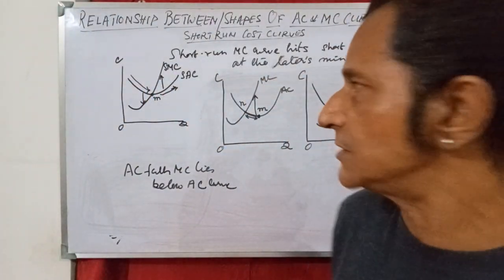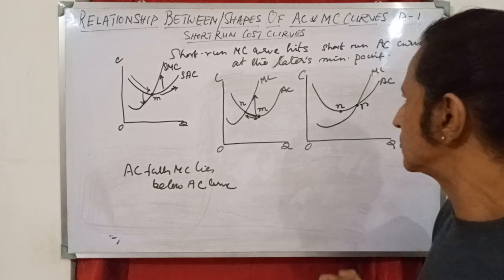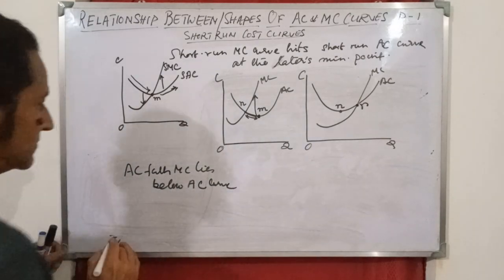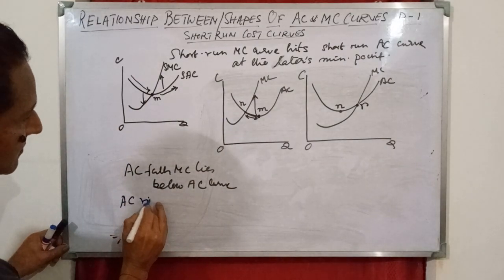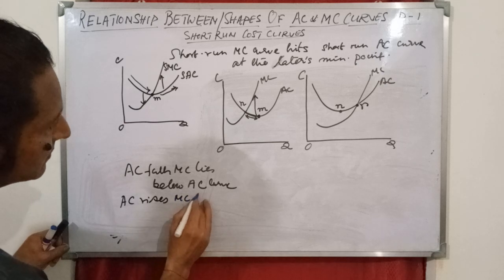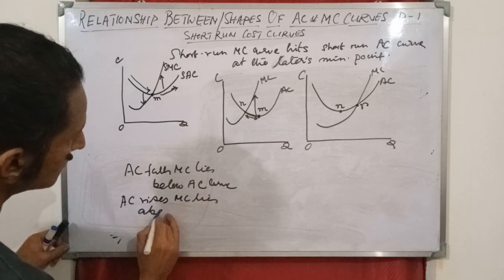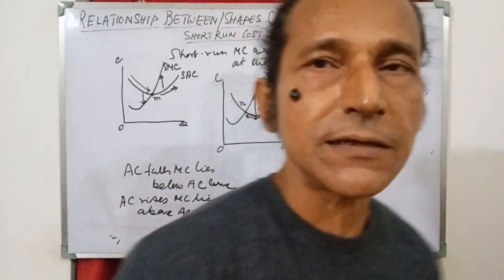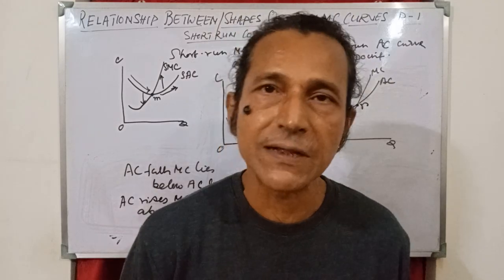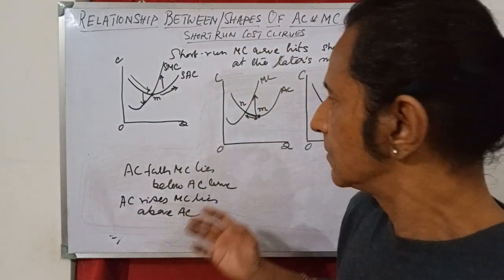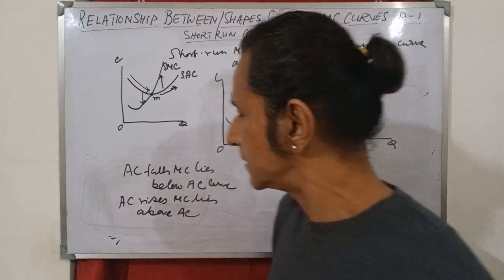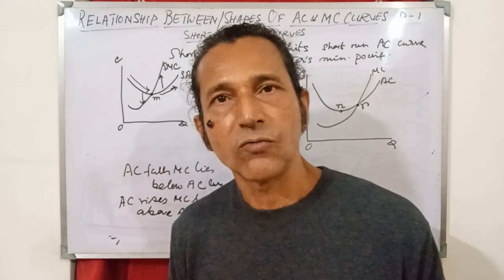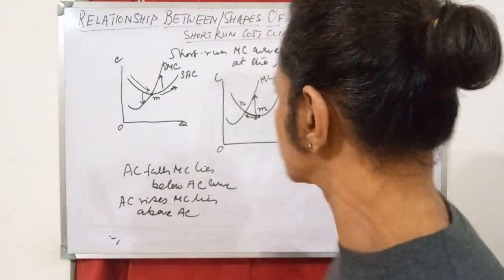Okay, now come to this diagram. Here you see when AC is rising, when AC rises, MC lies above AC. When AC is rising, the marginal cost curve lies above the average cost curve. And why do these things happen? These things happen because the rate of change of MC is more than the rate of change of AC, whether it increases or it decreases.